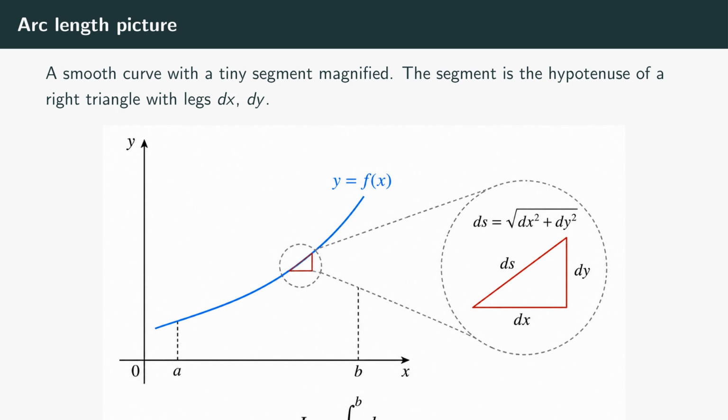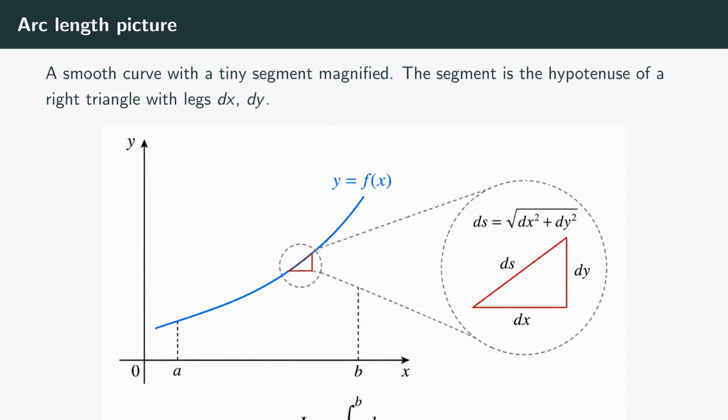Now imagine doing this everywhere along the curve. Chop the curve into 1,000 such tiny triangles. Add up all the slant hypotenuses. You get an approximation to the total length of the curve. Take the limit as the chops get finer and you get the exact length. L equals the integral from a to b of ds, which is the integral of the square root of 1 plus f prime squared dx.